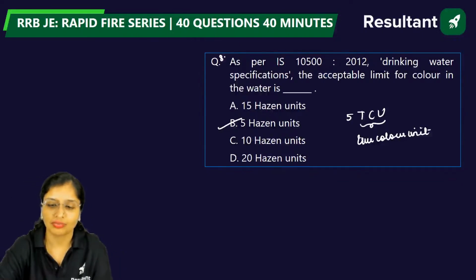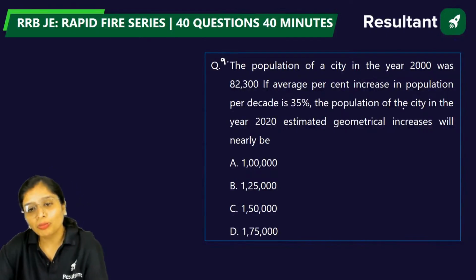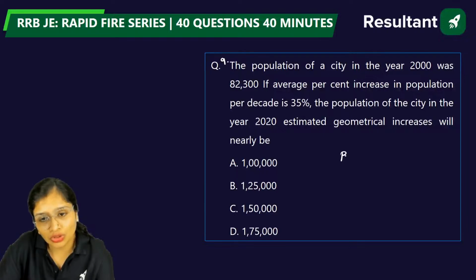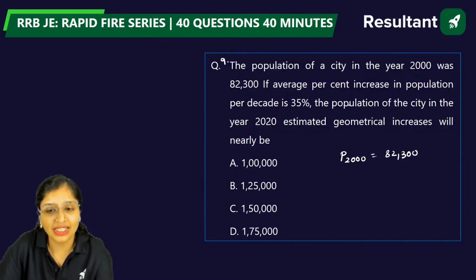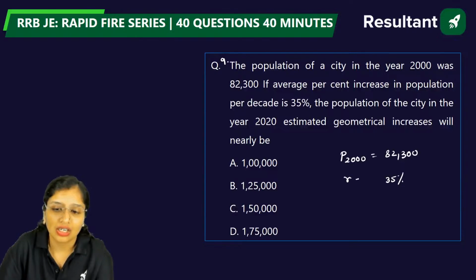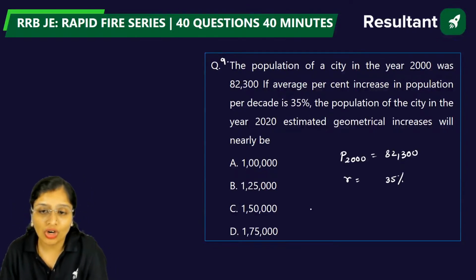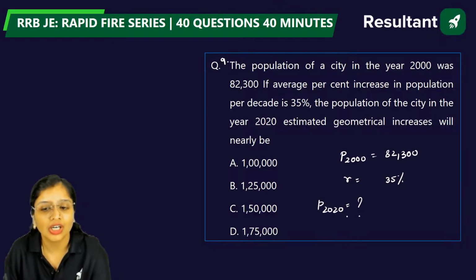Okay. Now, question number 9. The population of a city in the year 2000 was given to you as 82,300. And if the average percent increase in population is 35%, this is your R, average growth rate. So what will be the population in 2020?